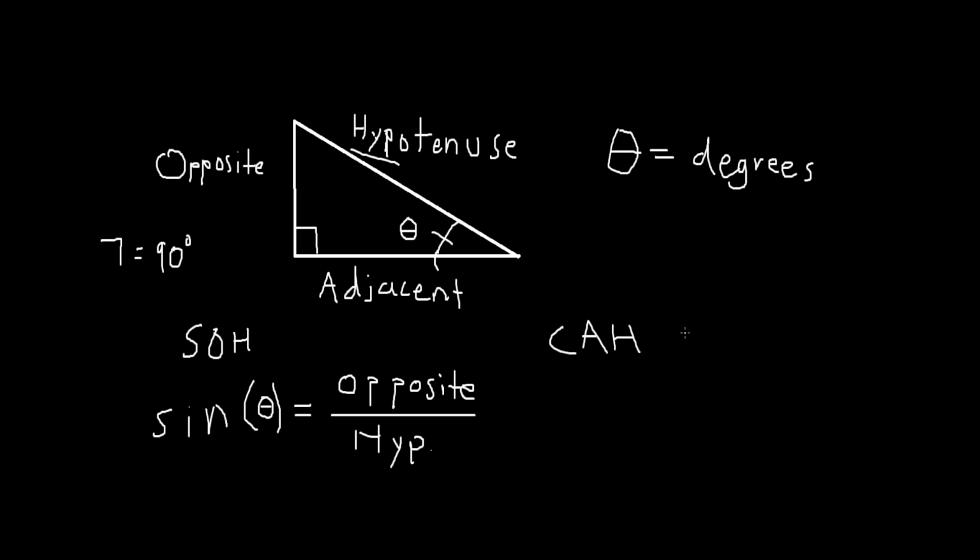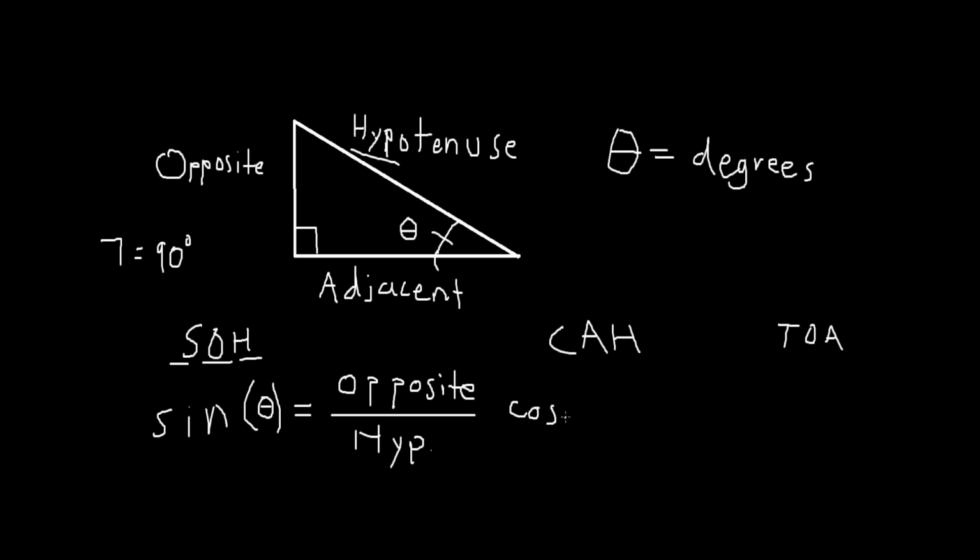So SOHCAHTOA is a little mnemonic we use to help us remember how these functions work. So SO means sine is opposite over hypotenuse. So SOH, sine is equal to opposite over hypotenuse. So that one is how we remember sine.